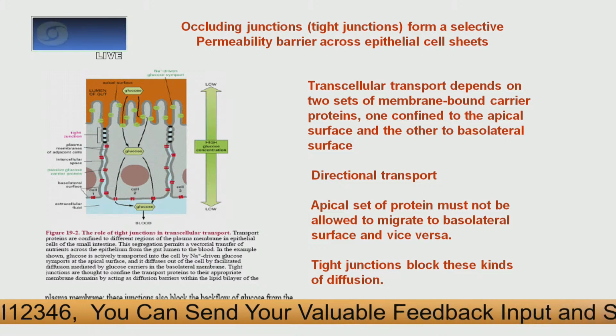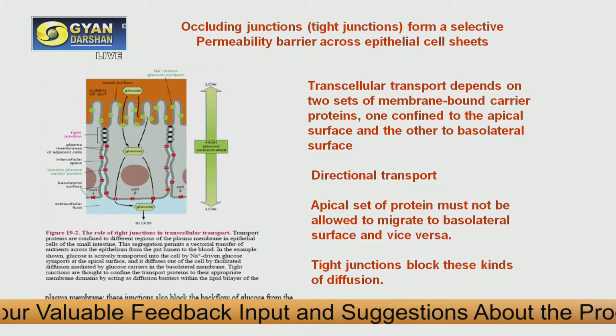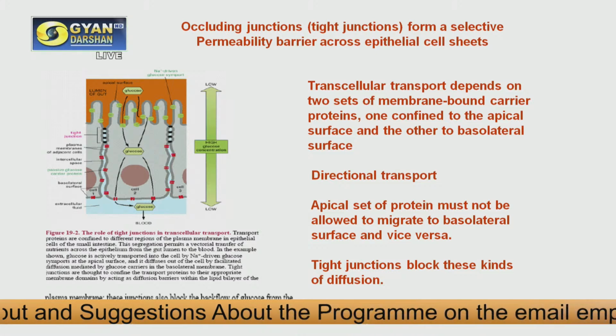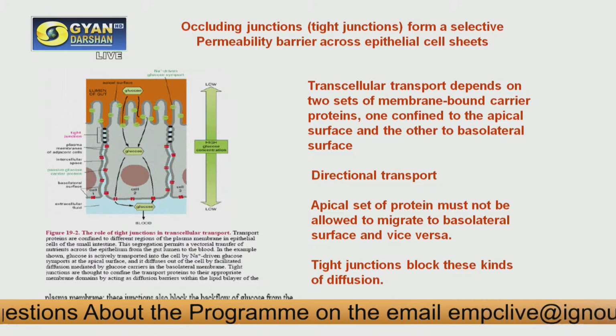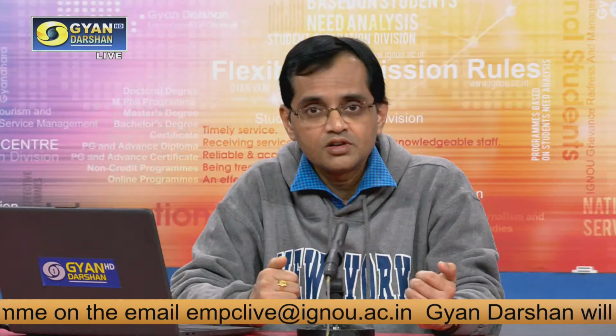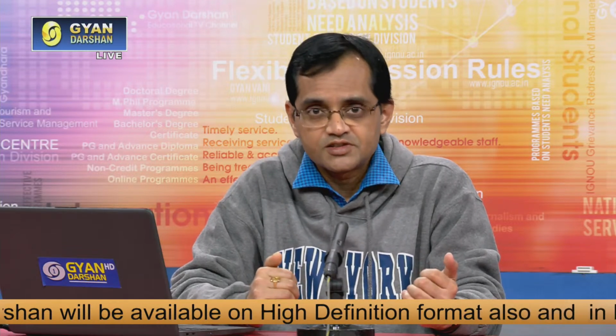The tight junctions help by not allowing the protein which is present in the apical surface to come to the basolateral surface, or vice versa. The proteins which are present in the basolateral surface should not come to the apical surface. So this kind of regulation or restriction is maintained by the tight junctions.